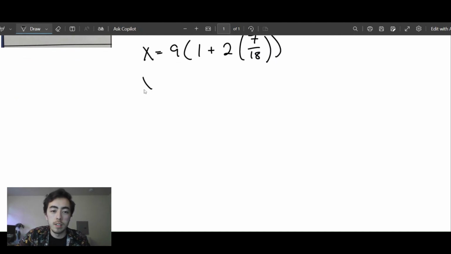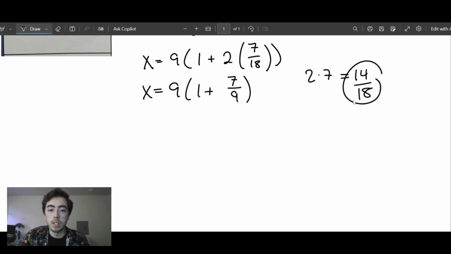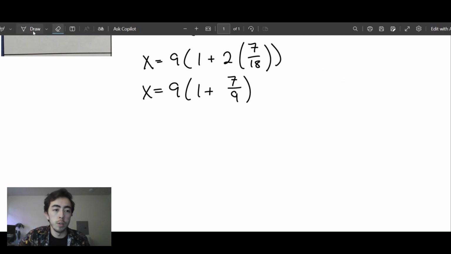Okay. x is equal to 9 times 1 plus. And then I could do the 2 times the 7. I'm just going to decide to do 18 divided by the 2. You can make your denominator smaller to increase the value of your fraction. So, alternatively, you could have just multiplied the numerators, the 2 and the 7 there, and then reduced to get 7 over 9. I think I'll just distribute here.